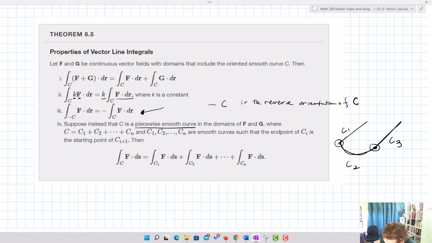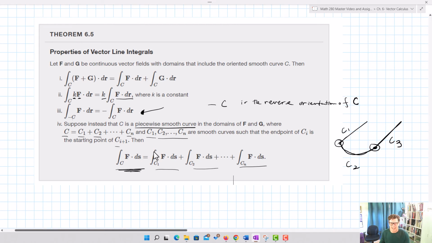And if we do that, and we have that our curve C is just C1 plus C2 up to Cn, where the Ci are smooth curves such that the endpoint of Ci is the starting point of Ci plus 1, just like I drew it right here, then rather than finding the line integral over the field for the entire curve, we can break it up into its component curves, and that might actually end up being a lot easier. That's the idea of this third property: it allows us to break up the curves along the vector field and see if we can create something easier to integrate.